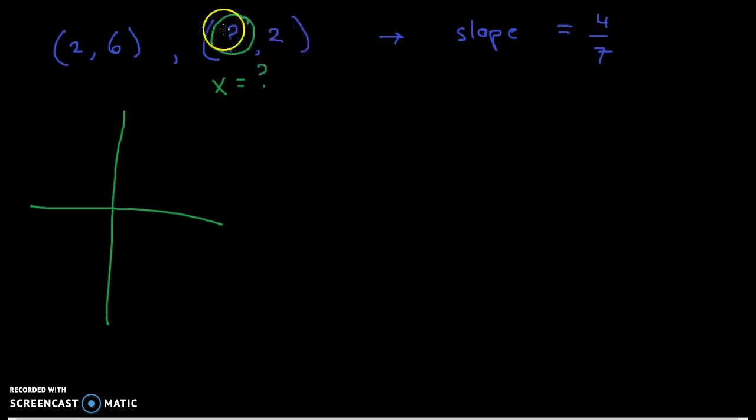So, but remember, let's think about how we find the slope. Slope is just the change in y, your end y minus your starting y. Okay?